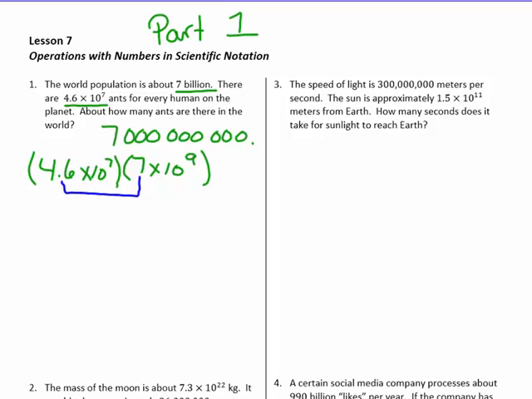So I'm going to multiply those, which is 32.2. I did that on a calculator, I will fully admit that. And then I have the same base, so when I'm multiplying, I add the exponents. The thing is that now I have to make sure that I have this in correct scientific notation, because this right now is too big. So I have to move my decimal over one more place, 3.22, which adds something to the power of 10, because I moved one point over. So there are 3.22 times 10 to the 17 ants in the world.